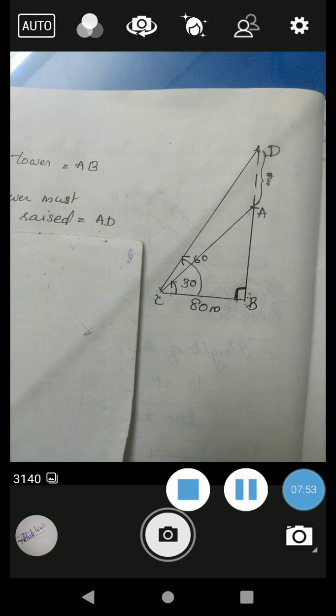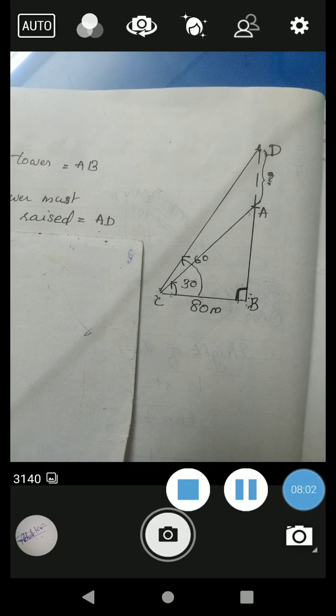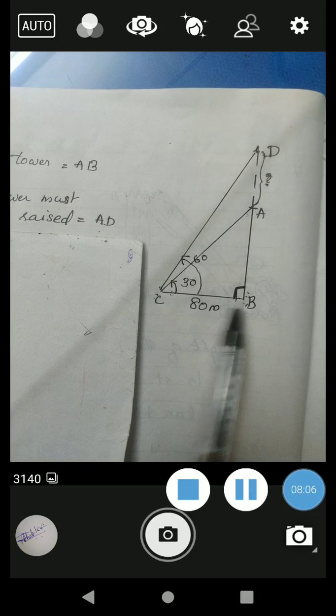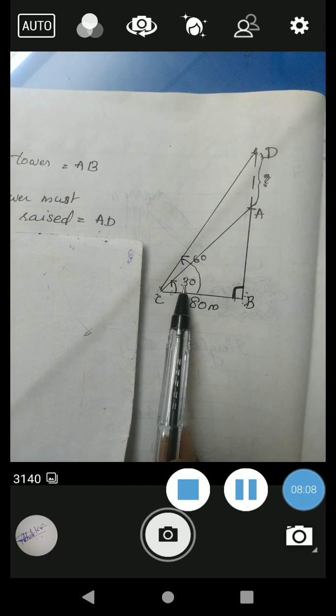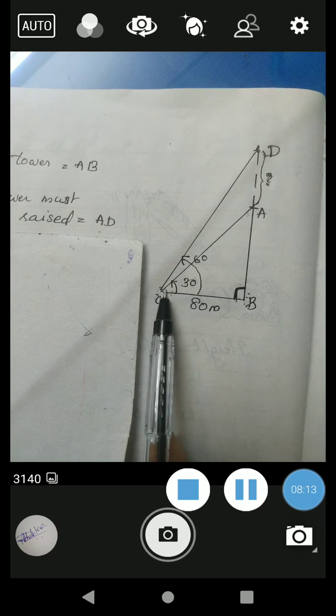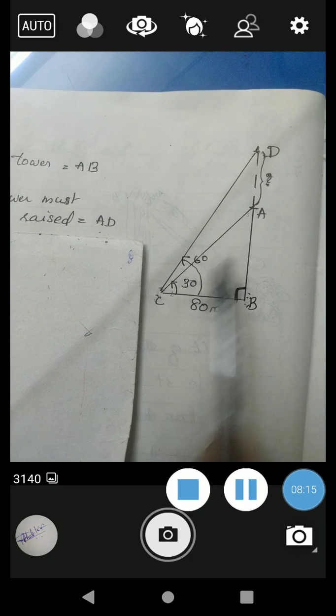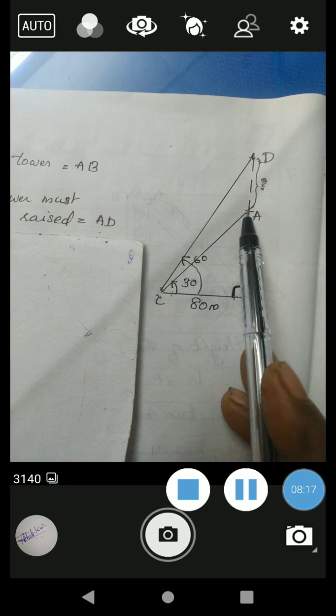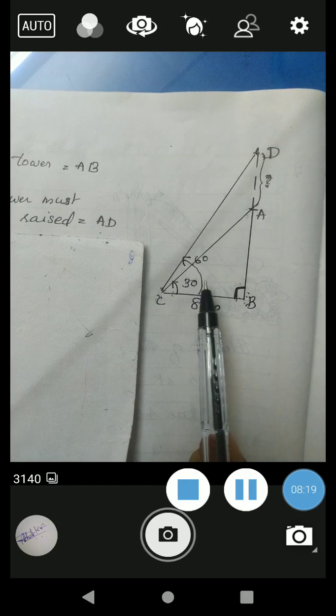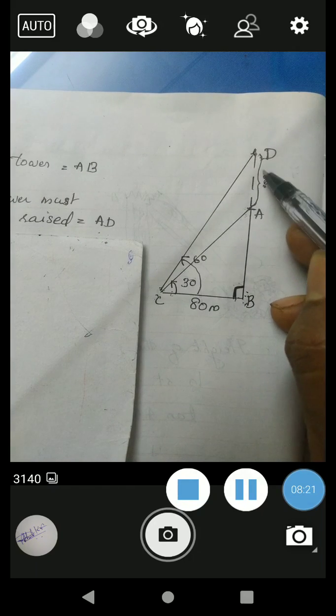One more question from this exercise. Question number 8. The angle of elevation of the top of an unfinished tower at a point distance 80 meter from its base is 30 degree. Unfinished tower. Okay, this is 30 up to this unfinished tower. How much higher? This is the height.